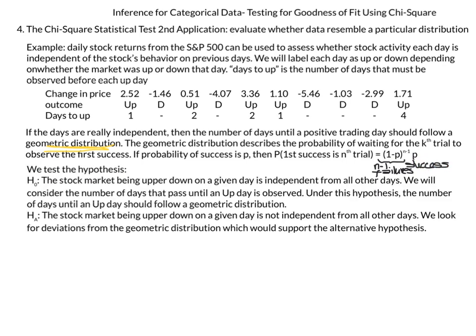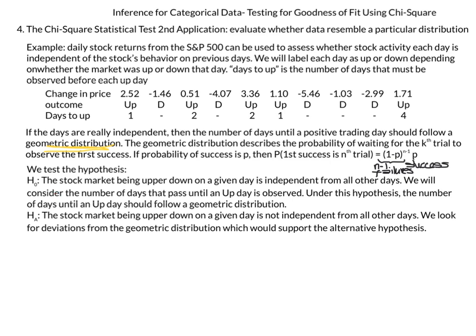So now we're ready to get into hypothesis testing, and we're going to test the hypothesis H0: the stock market being up or down on a given day is independent from the other days. That's like our unexciting, because it'd be more exciting if we could say we could predict the stock market. But H0 is usually the pessimistic, unexciting news, which is the stock market goes up and down. It's independent from the other days. We can't predict one day from the previous ones.